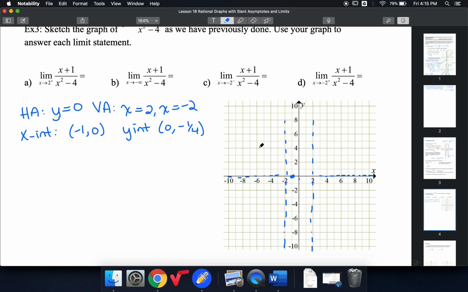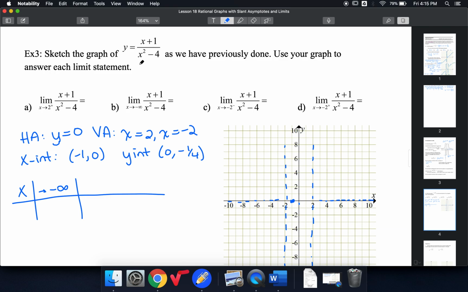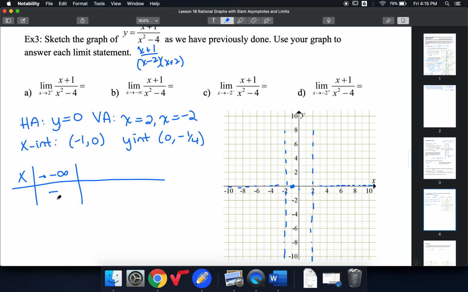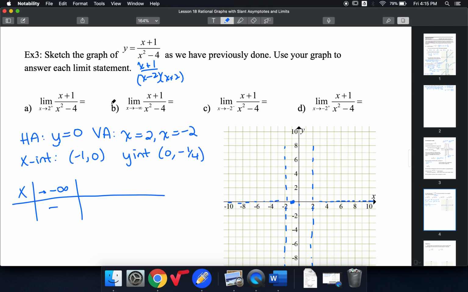And now, thinking about my positives and negatives on the left side, I'm going to make my sign chart. I've got x going towards negative infinity, and thinking of my function as x plus 1 over x minus 2 times x plus 2, I'm going to have negative, negative, negative, which is going to be negative. So even though it's going to be closer and closer to 0, it's going to be a negative value, so I'm under the asymptote. I know I'm not crossing again because my only x-intercept is here.